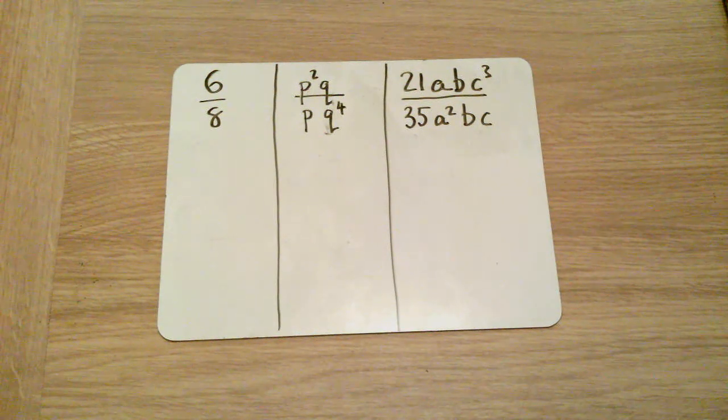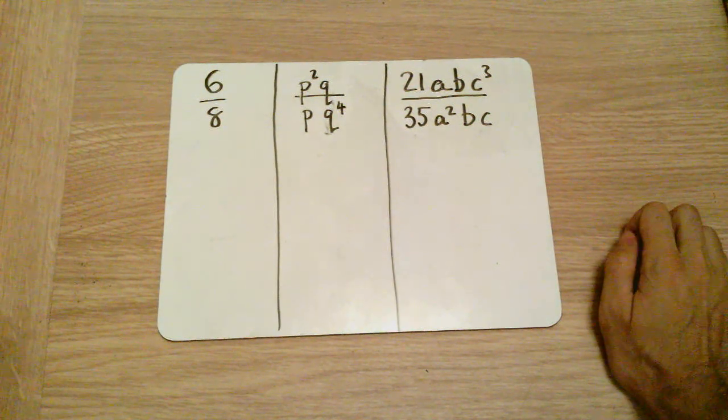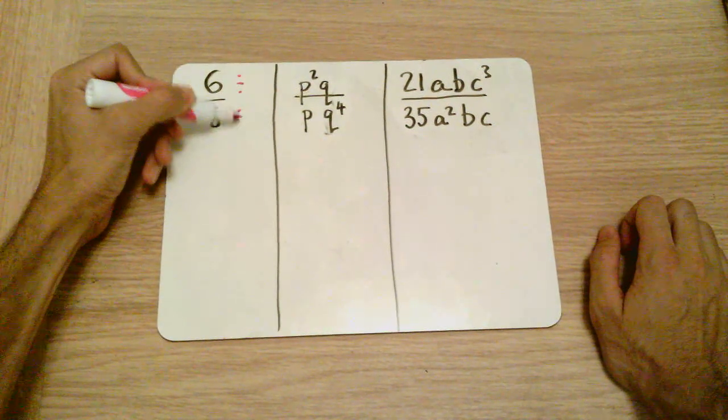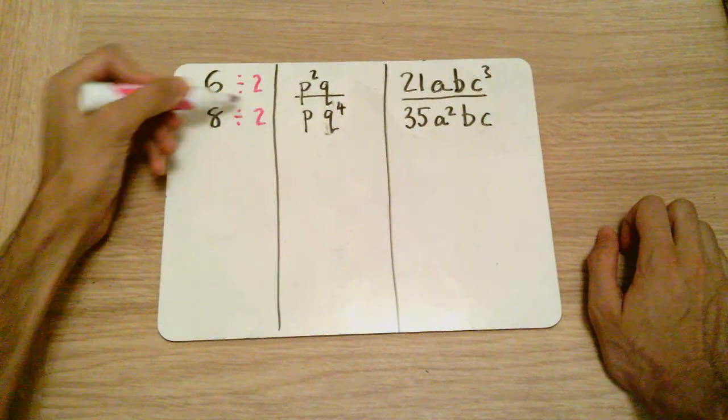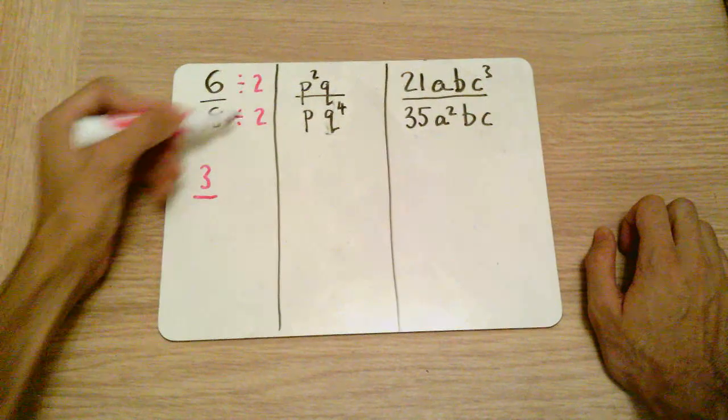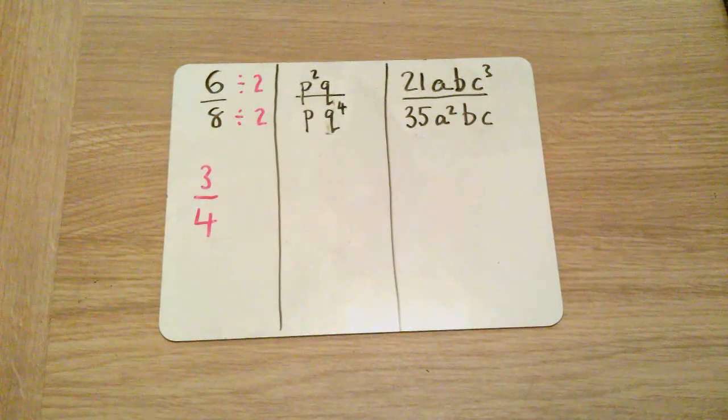When we simplify a fraction, we're finding an equivalent fraction, which can be found by dividing the numerator and denominator by a factor of both of them. So for example, if we look at 6 divided by 8, a number that goes into both of these, a common factor, is 2. If we divide top and bottom by 2, 6 divided by 2 is 3, 8 divided by 2 is 4. That cannot be simplified anymore because the highest common factor of 3 and 4 is 1.